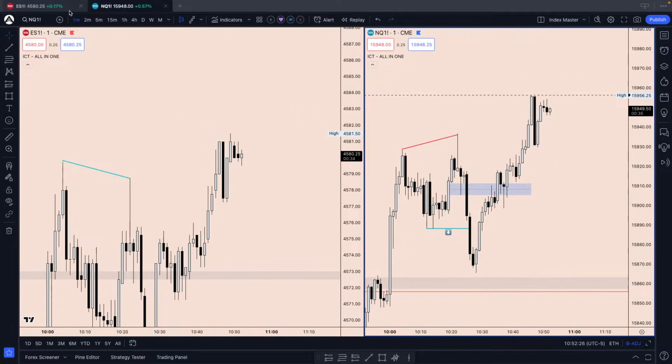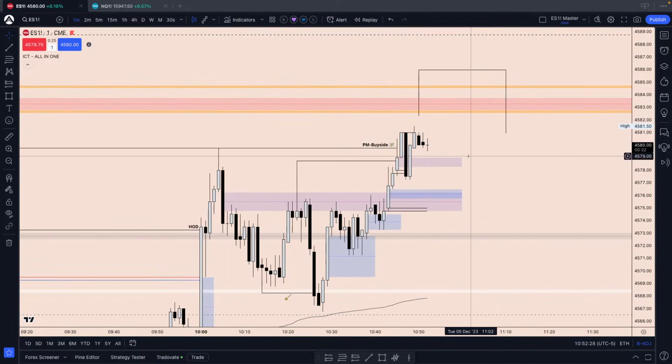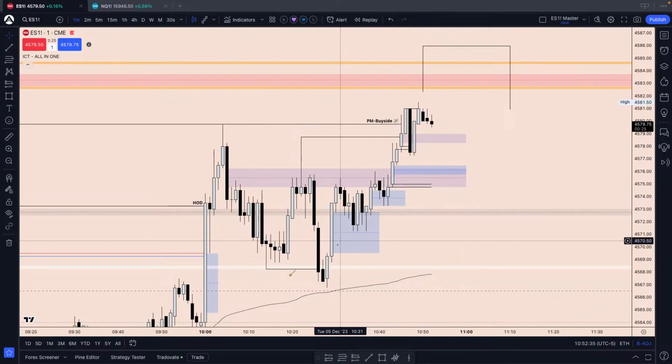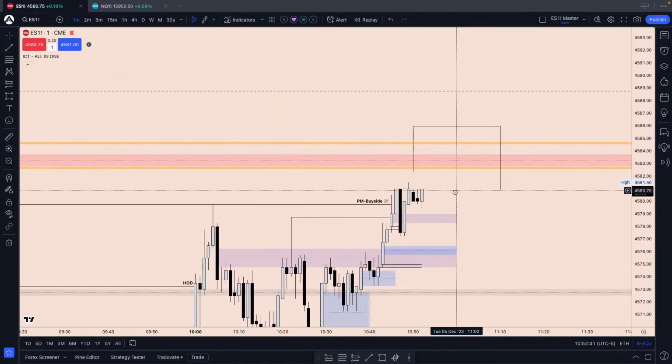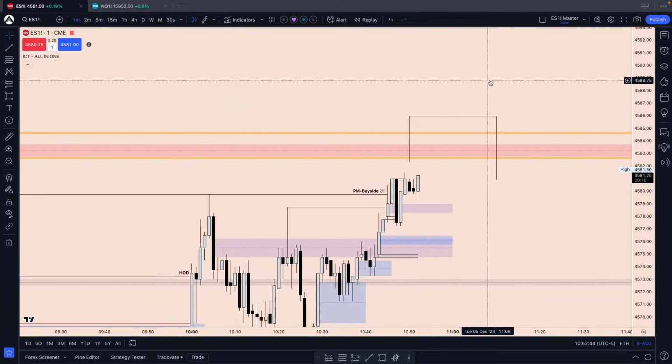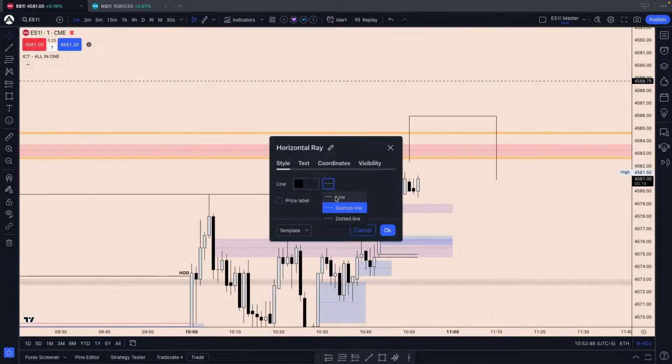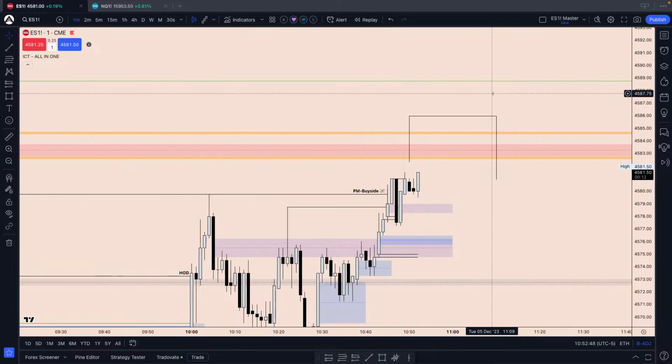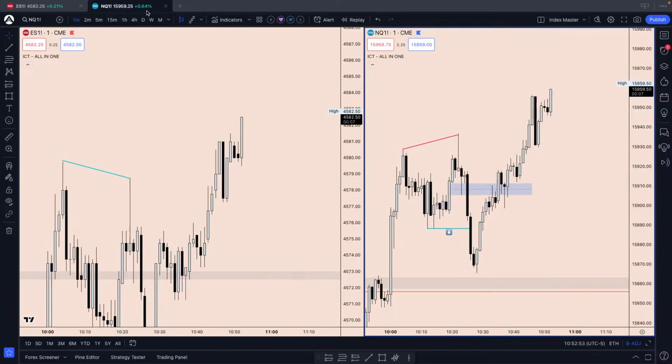NQ still didn't take out the high. One push, two push, no. Buy side at 4588. Okay, NQ also formed a higher high and actually left behind a fair value gap right here to potentially enter on.